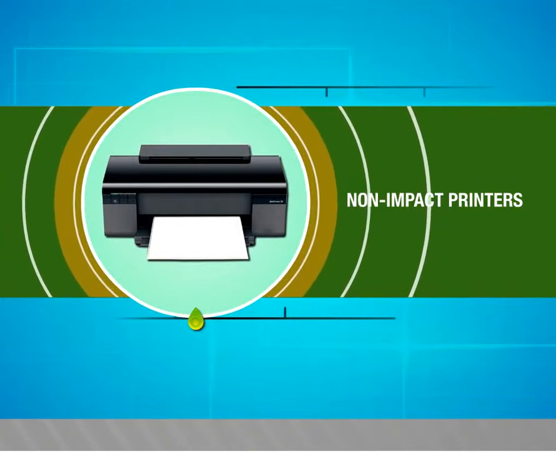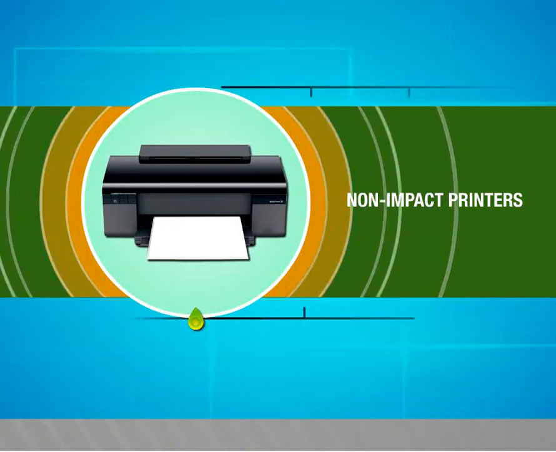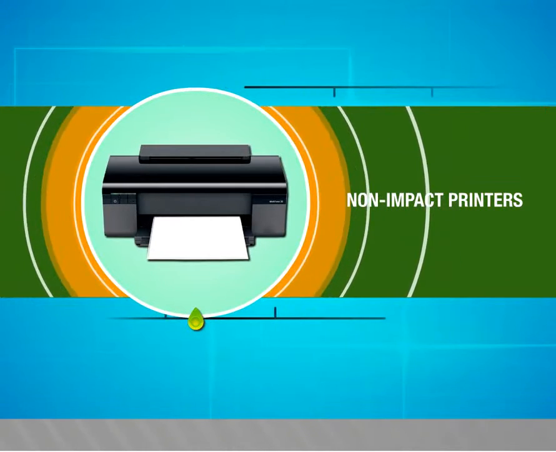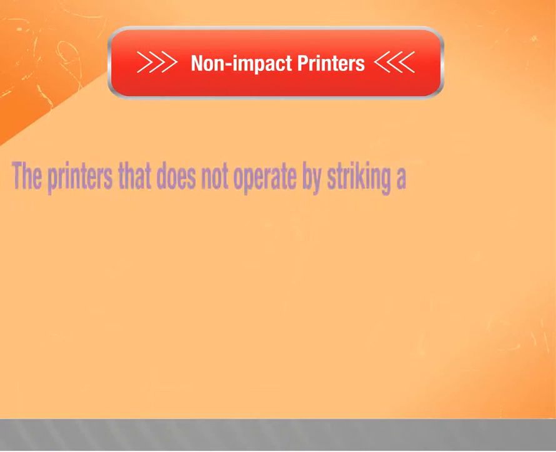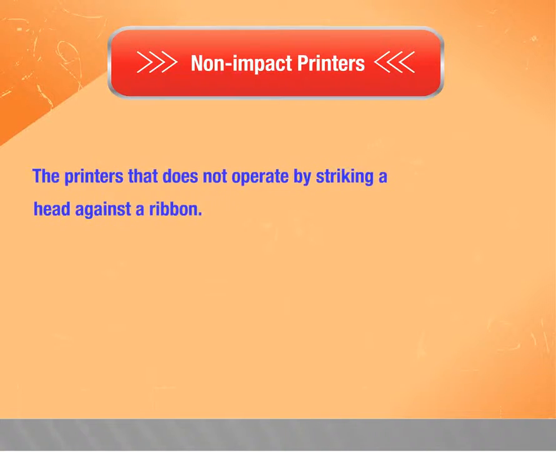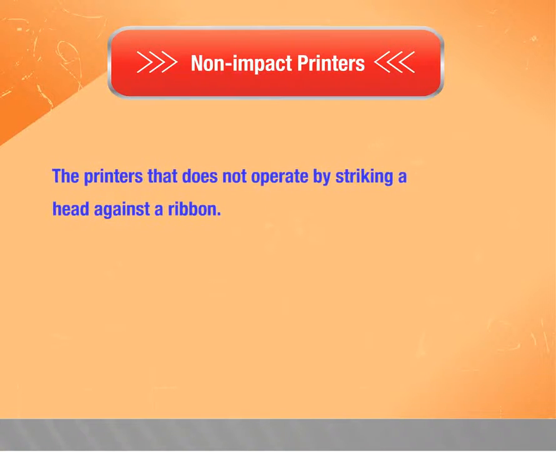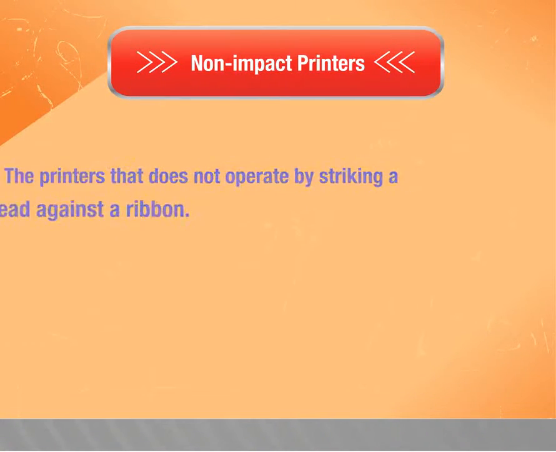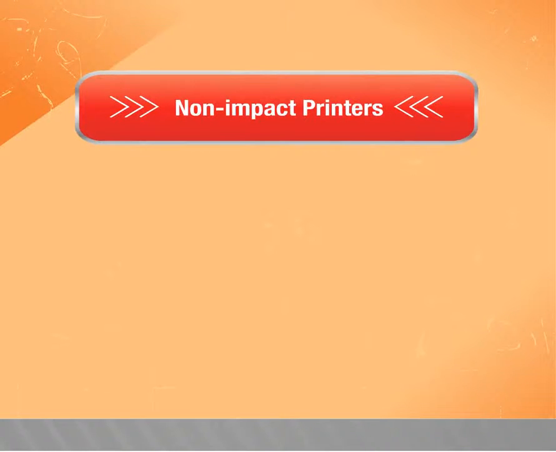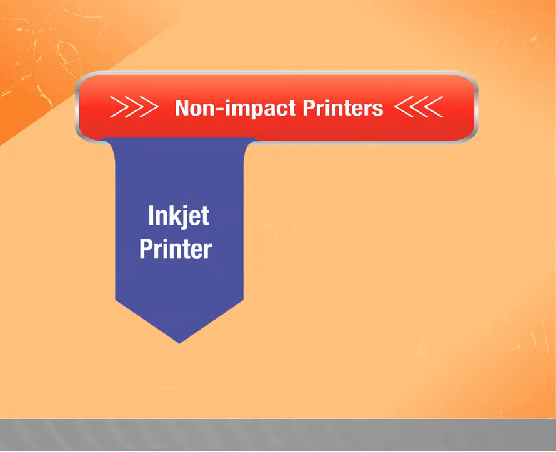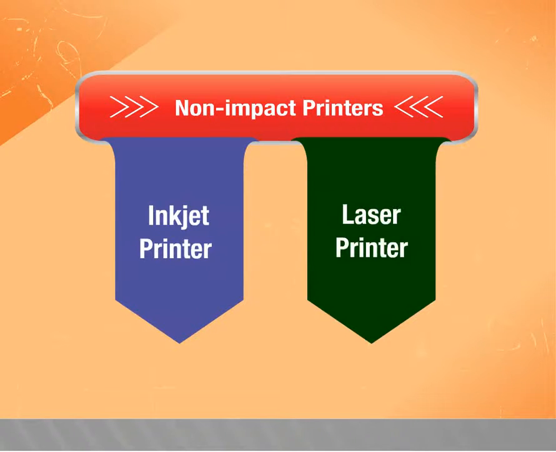Non-impact printers. In this video, we are going to see about non-impact printers. These are printers that do not operate by striking a head against a ribbon. Non-impact printers are classified into two types. They are inkjet printer and laser printer.